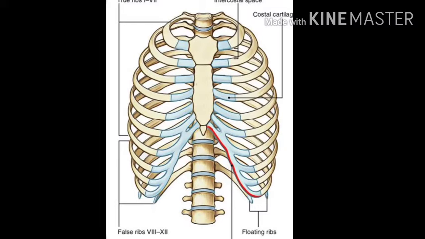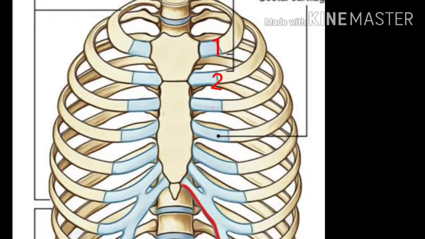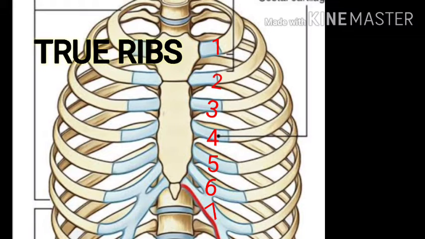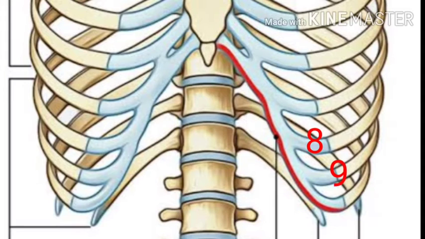In this video, we will first discuss the rib. We have 12 pairs of ribs, 12 pairs of thoracic ribs. The upper 7 ribs are known as true ribs. They are known as true ribs because anteriorly they are connected directly to the sternum through the costal cartilage.